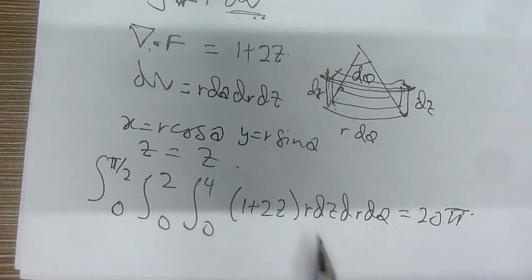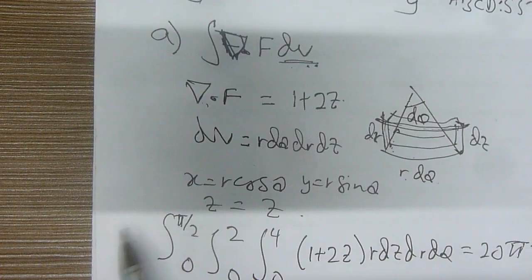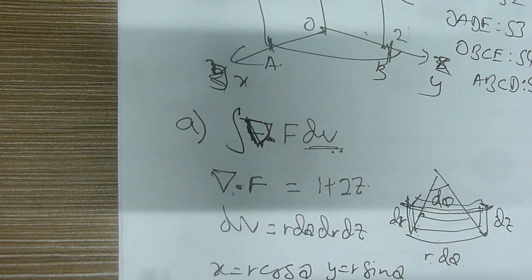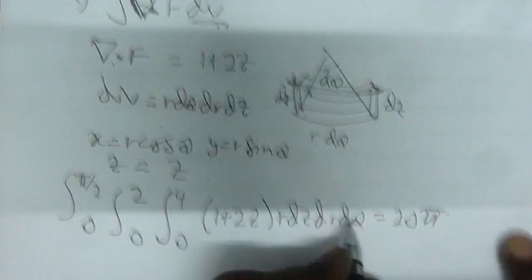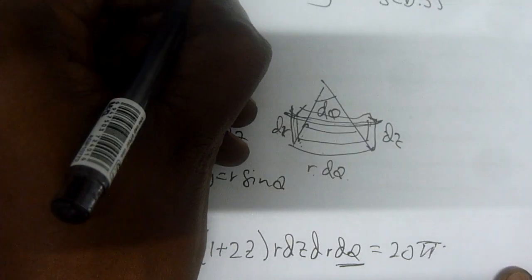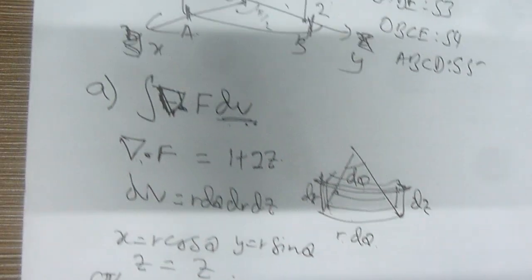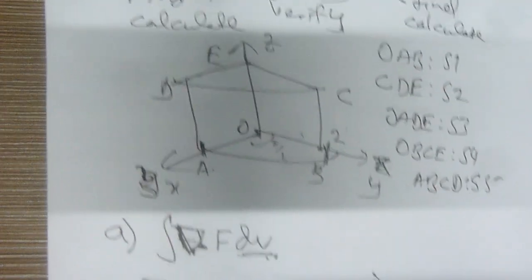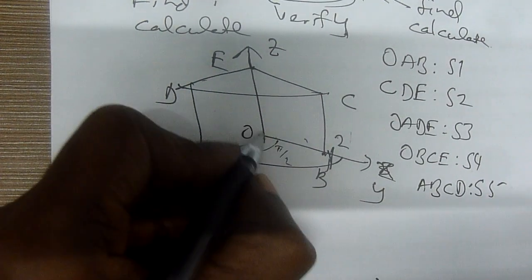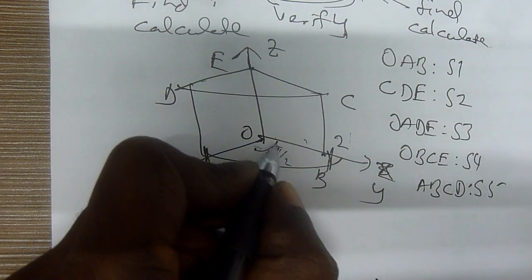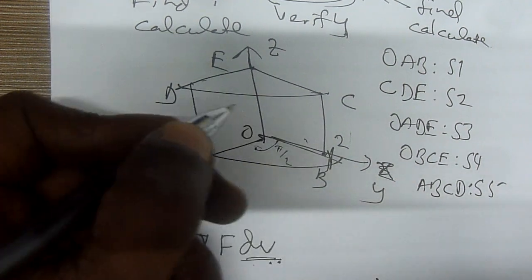Some of you may ask, sir, I didn't get it. Where do you get this? Okay, I will explain this part again. What is d theta? Look at this. Theta is 90 degrees, pi over 2, right? That one you can see. Can you? This is pi over 2, d theta. What is the dr? Dr is 2.